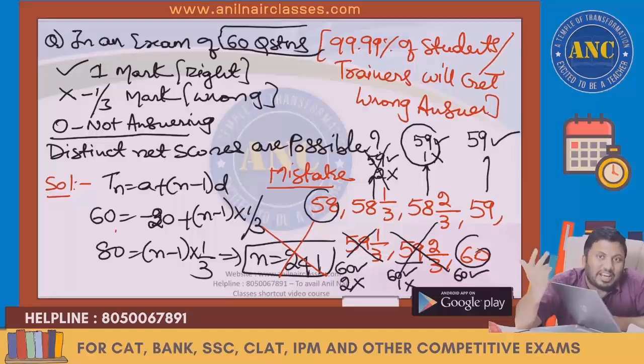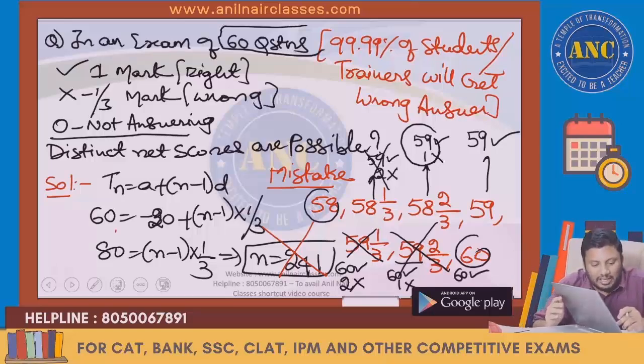From 58 I don't need to check further. Why? Because the next previous number is 57 2/3, which is 58 right, 1 wrong. What is 58 plus 1? 59. The number of questions can be less than 60, he can leave out a few questions. So 241 is incorrect. How many cases are not possible?